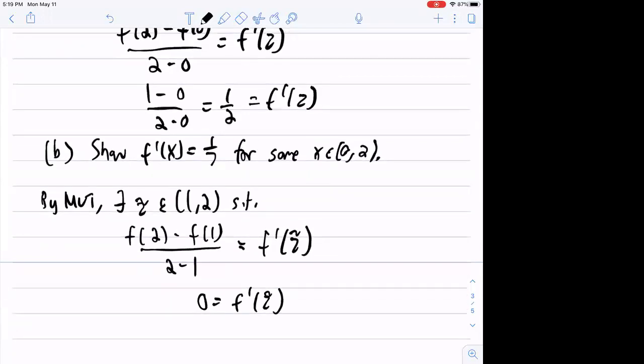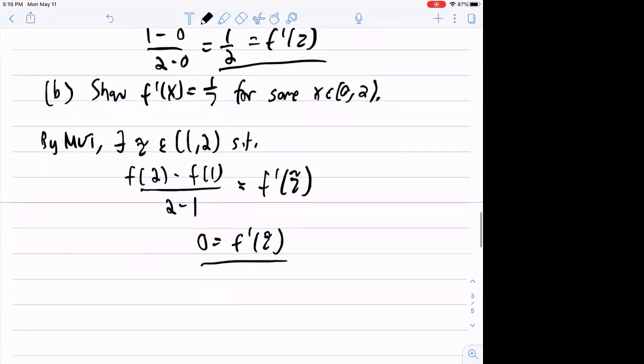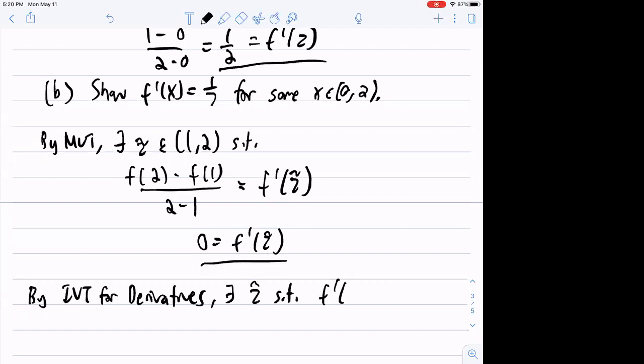So I have a point where my derivative is a half and a point where my derivative is 0. So by IVT for derivatives. Keep in mind the statement of this is not f prime satisfies IVT, right? I gave a counterexample on top, but that's what they call it. So by IVT for derivatives, there exists, I don't know, z hat such that f prime of z hat is 1 over 7.